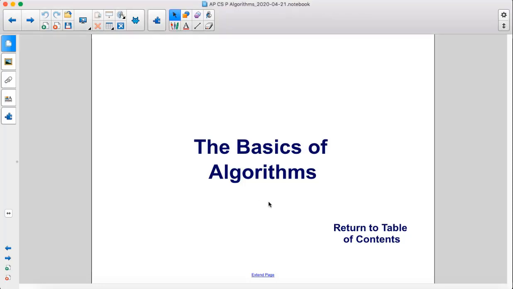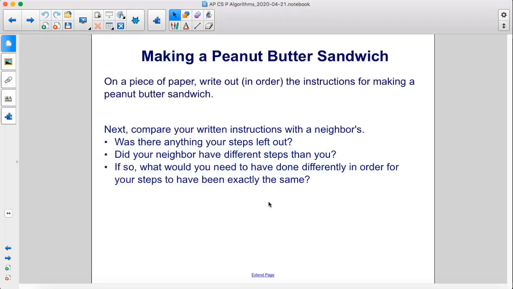The basics of algorithms. On a piece of paper, write out, in order, the instructions for making a peanut butter sandwich. Next, compare your written instructions with a neighbor's. Was there anything your steps left out? Did your neighbor have different steps than you? If so, what would you need to have done differently in order for your steps to have been exactly the same?